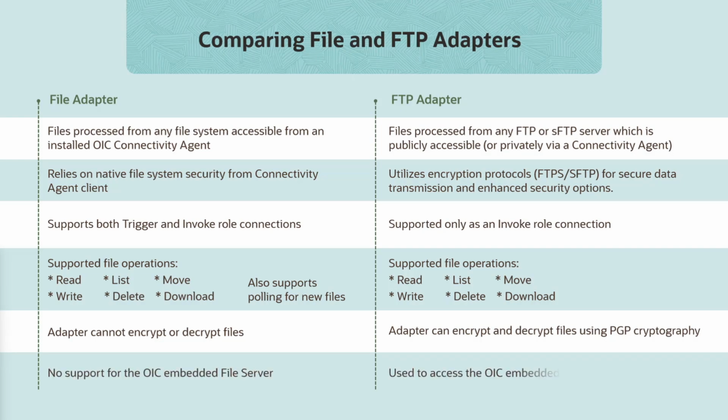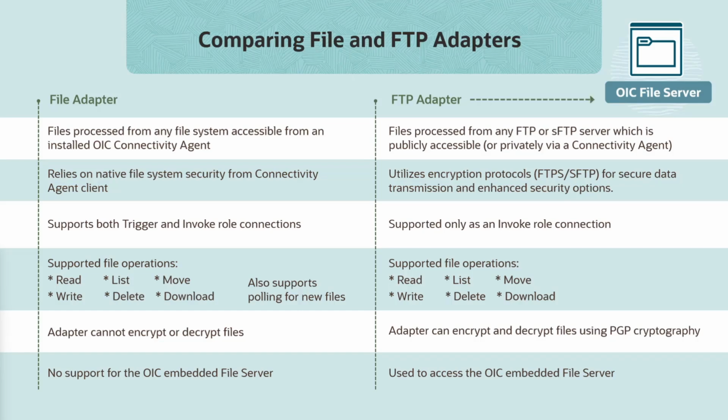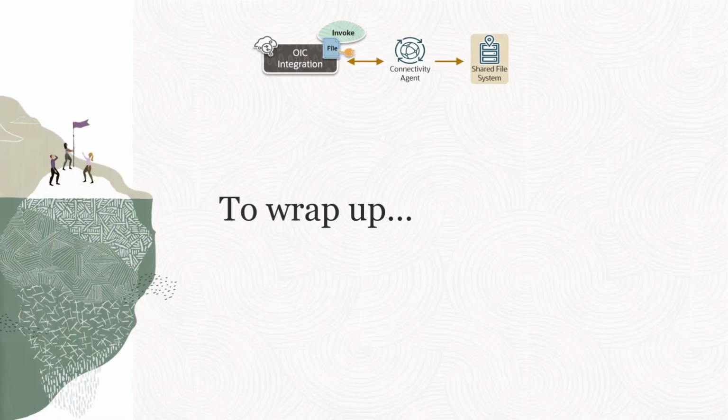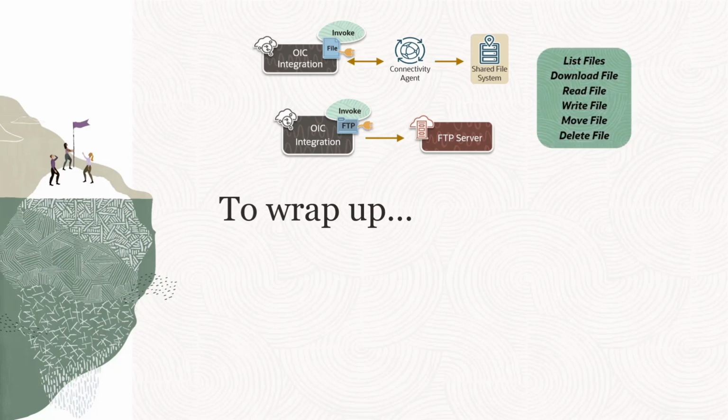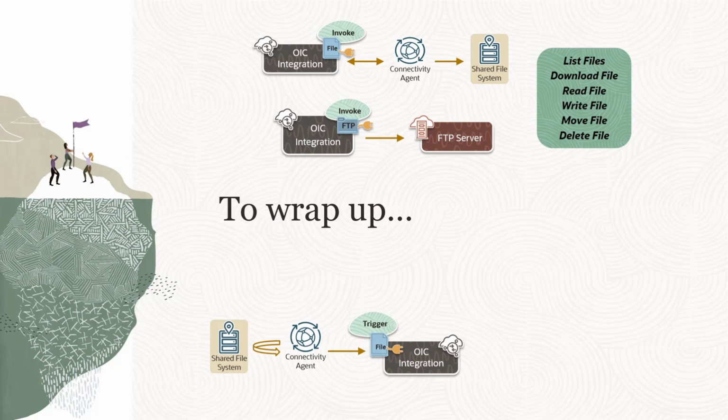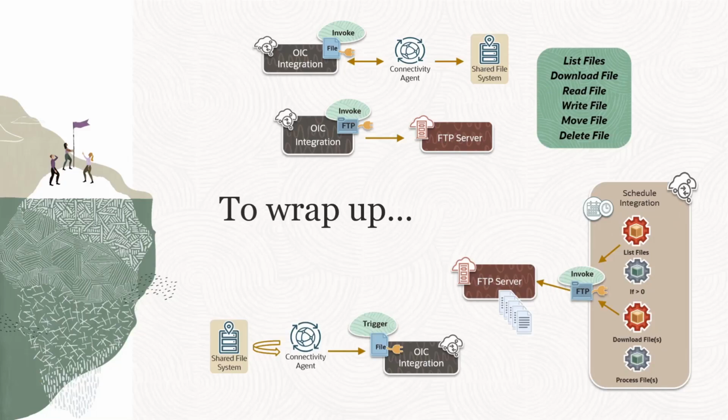And one more consideration: if you wish to access the embedded file server within OIC, since it uses the secure FTP protocol, you can only use the FTP adapter. And so to wrap up, you use the file adapter to access shared file systems and the FTP adapter for FTP servers, both allowing for these 6 file operations, or you can use the file adapter as an integration trigger or leverage a scheduled integration pattern to accomplish similar logic with the FTP adapter.